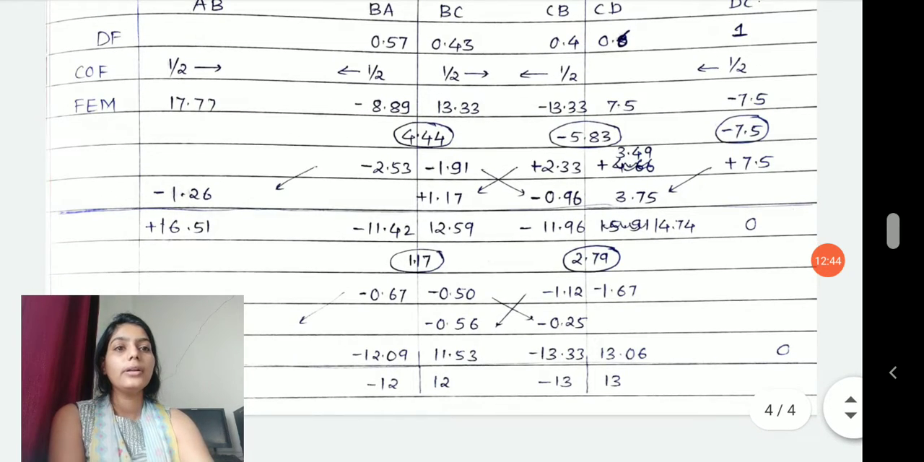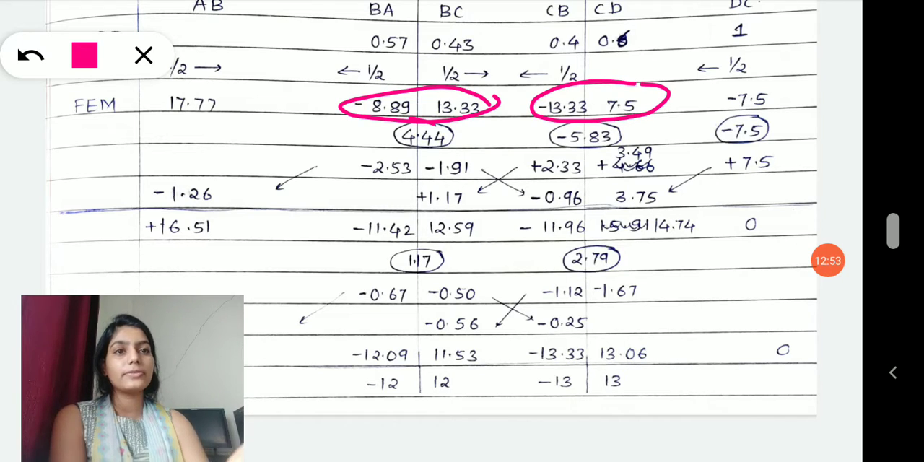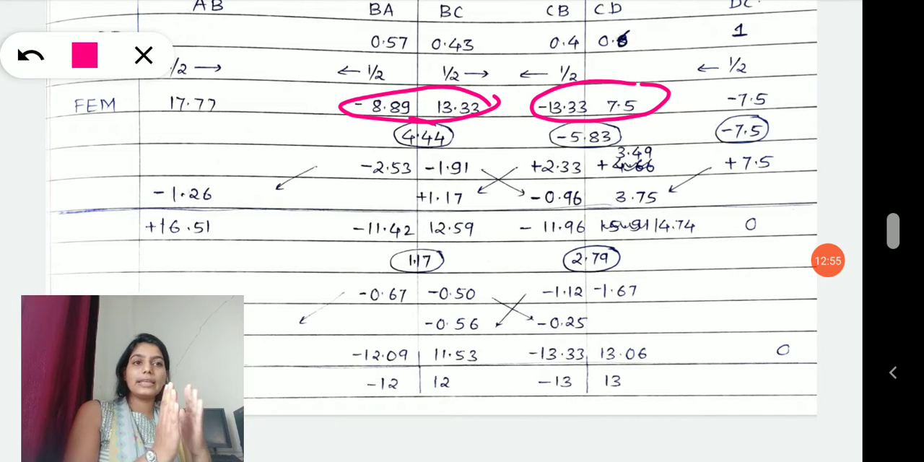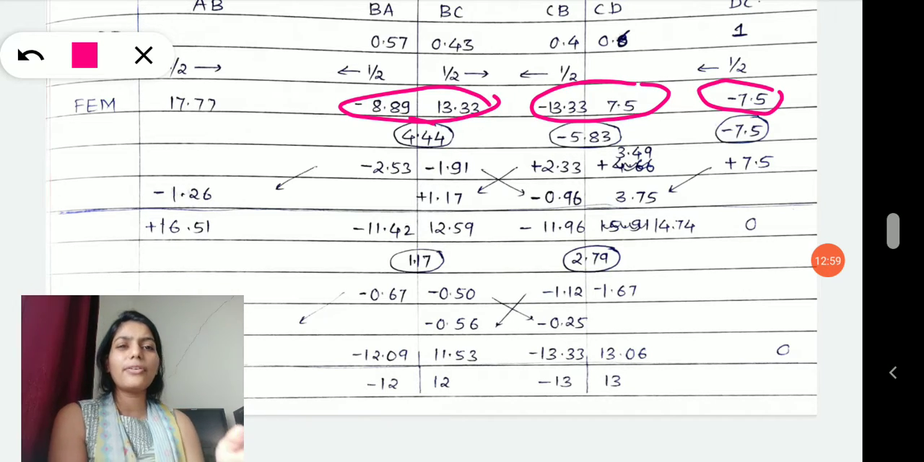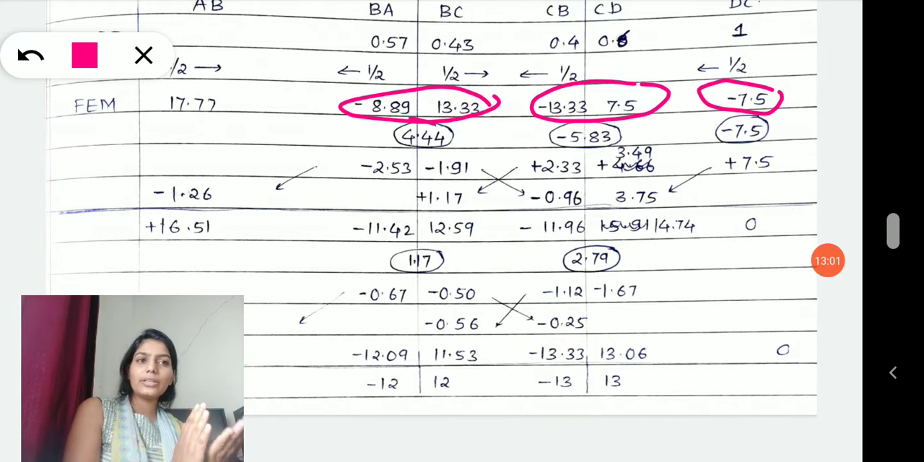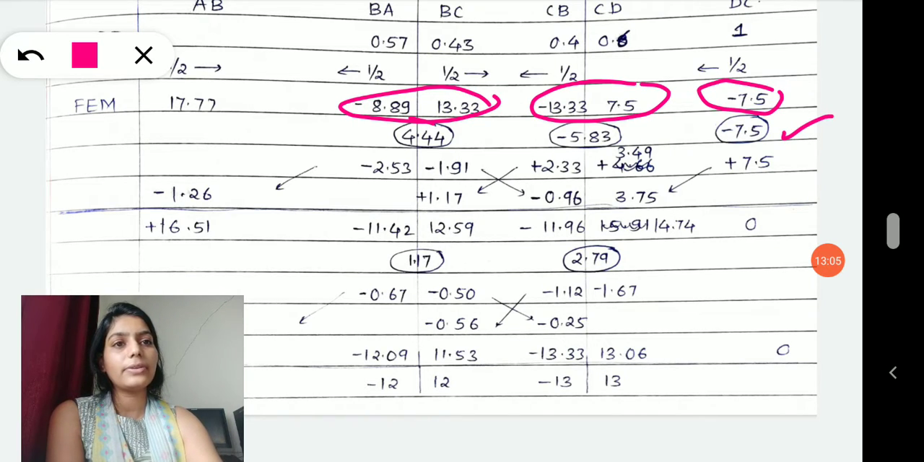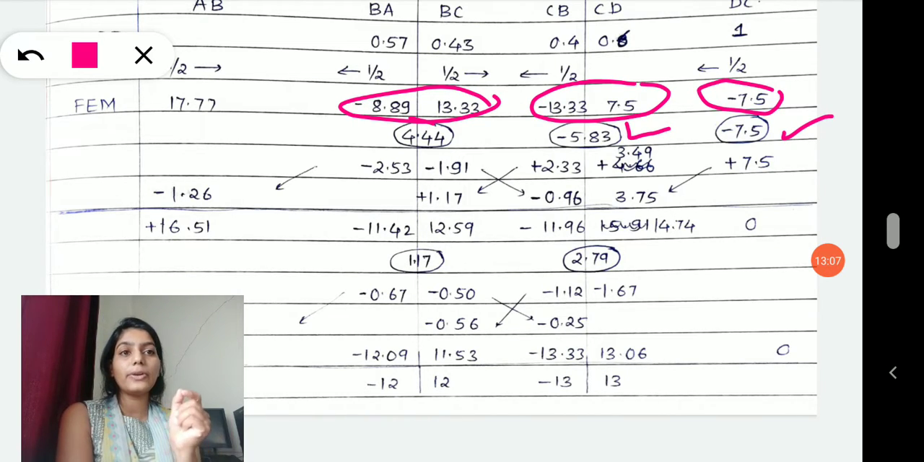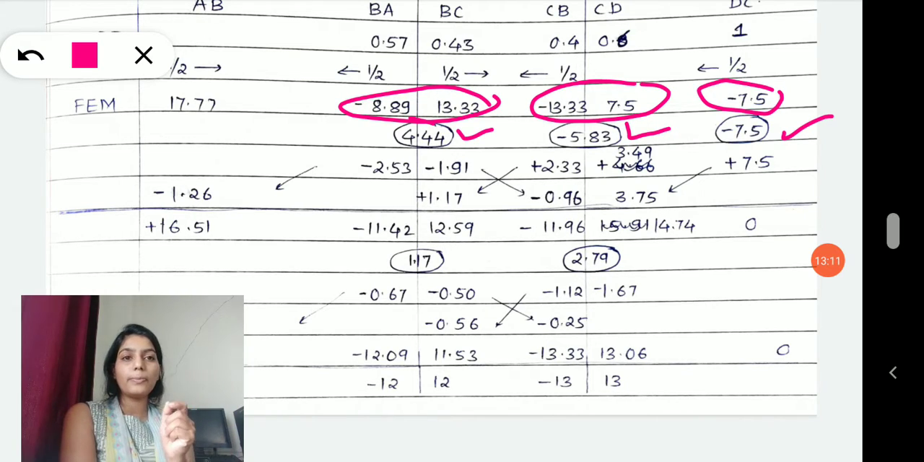See here now. If I take a joint, this B, I have to do a summation of these values and a summation of this value, at joints B, C and D. At D also you do a summation. Of course you don't have a balancing moment there, therefore the summation remains minus 70, minus 7.5. Here the summation becomes minus 5.83, and here the summation becomes positive 4.44.